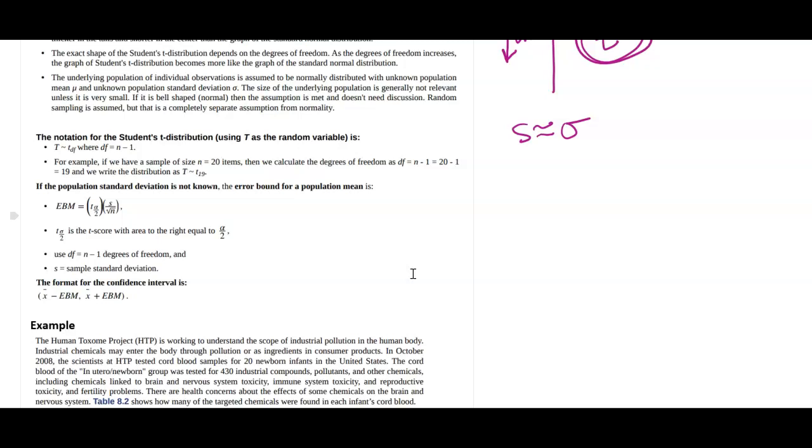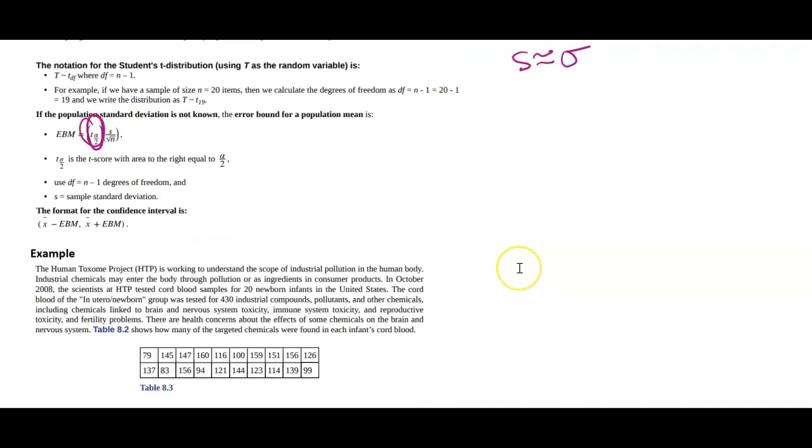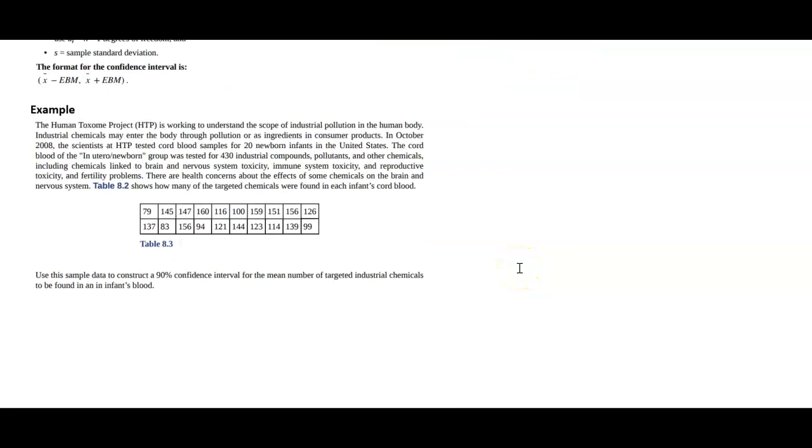Okay. All the other calculations are going to be the same. We just use t in place of z so that it accounts for all of that for us, and we use s in place of sigma, but everything else in our calculations is the same as if we were using a z distribution. So let's just jump into a problem here.